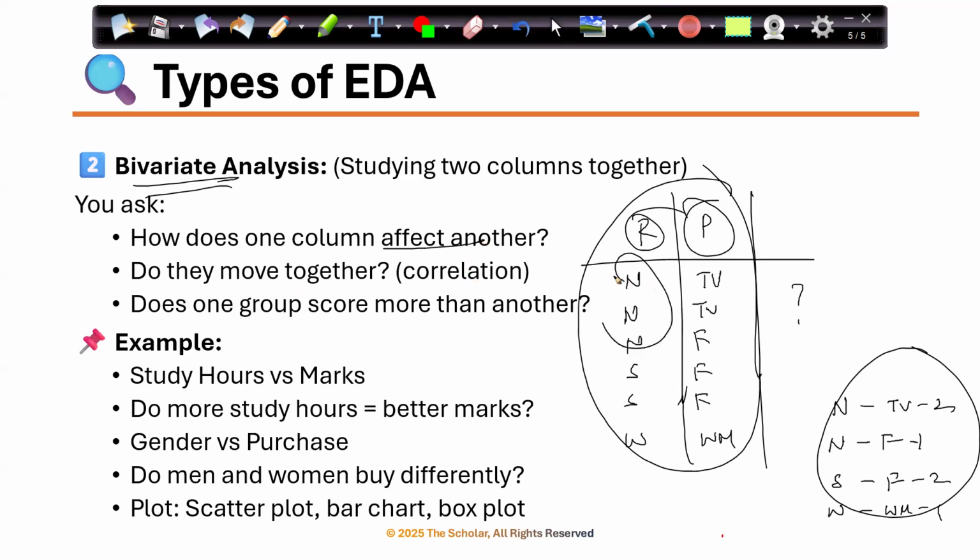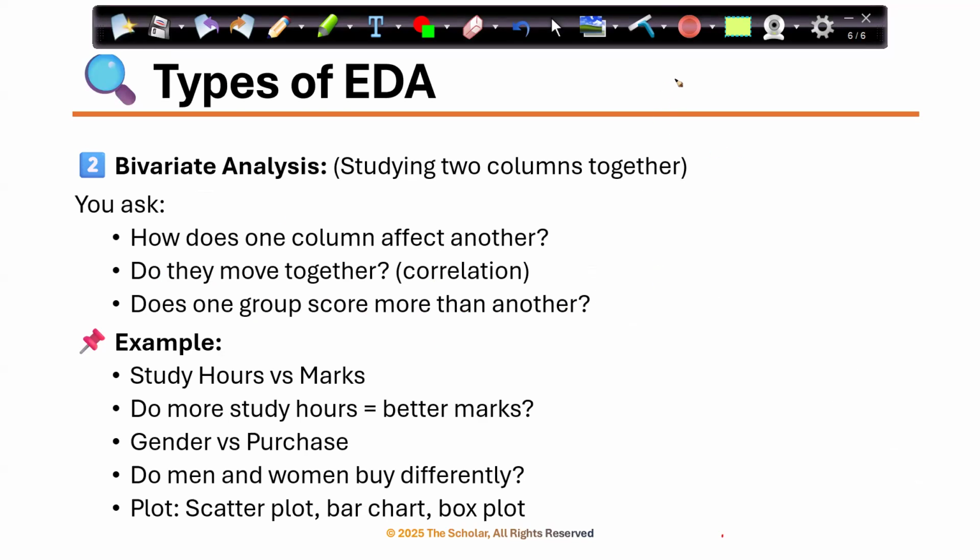That means in the north region, is TV having more sales? How your north region is affecting your product column. So that type of information we can get from here. Do they move together, right? This I'll talk about in some time. Does one group score more than other, right? So that type of information we can get.